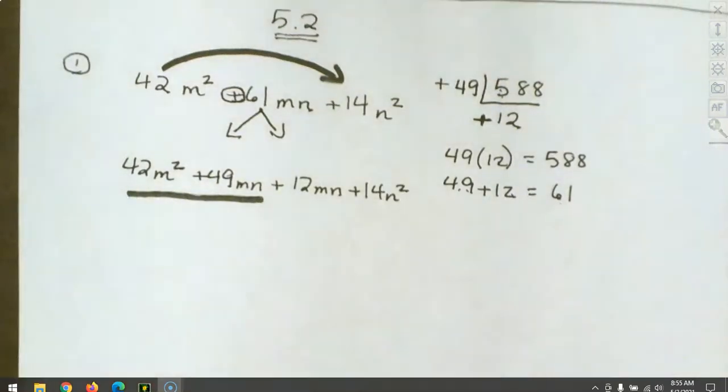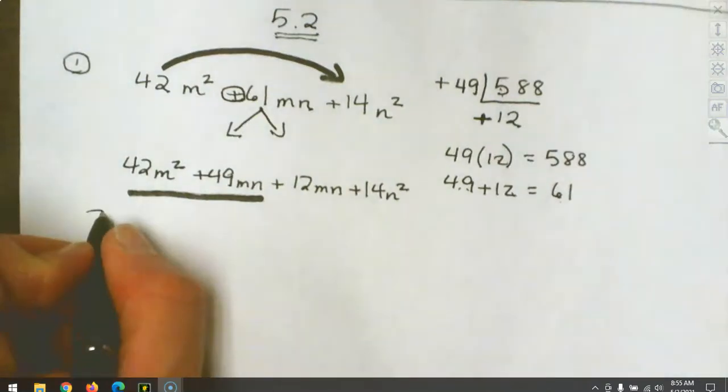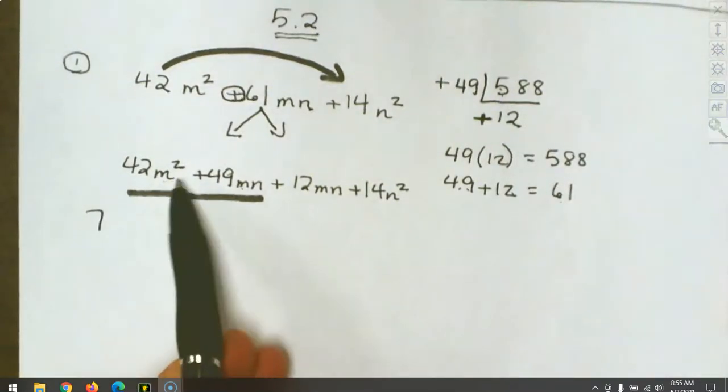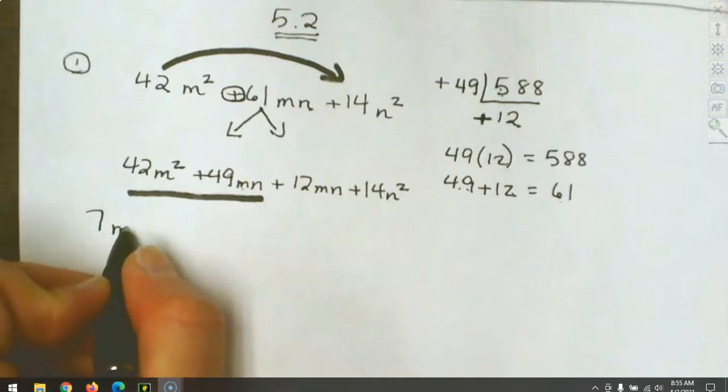And the first two pieces, well, we have a 42 and we've got a 49. 49 is a perfect square of 7. So let's see if we can take a 7 out. And 42 is divisible by 7, right? Goes in there 6 times. So we're going to take out a 7. And then what variable? They both have an m in common. So a 7m comes out.